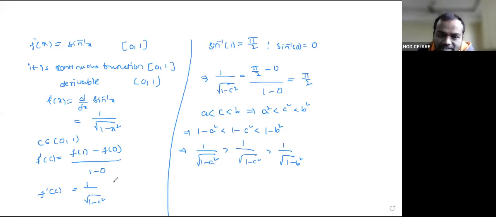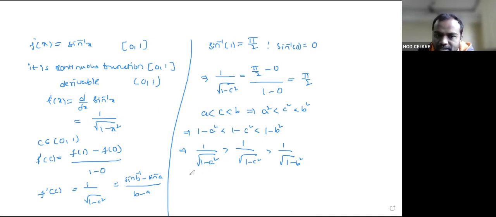లేదు అంటే మనము ఇలా కూడా రాసుకోవచ్చు దీన్ని. f dash of c is equal to sin inverse of b minus sin inverse of a by b minus a. We can use this formula here also.